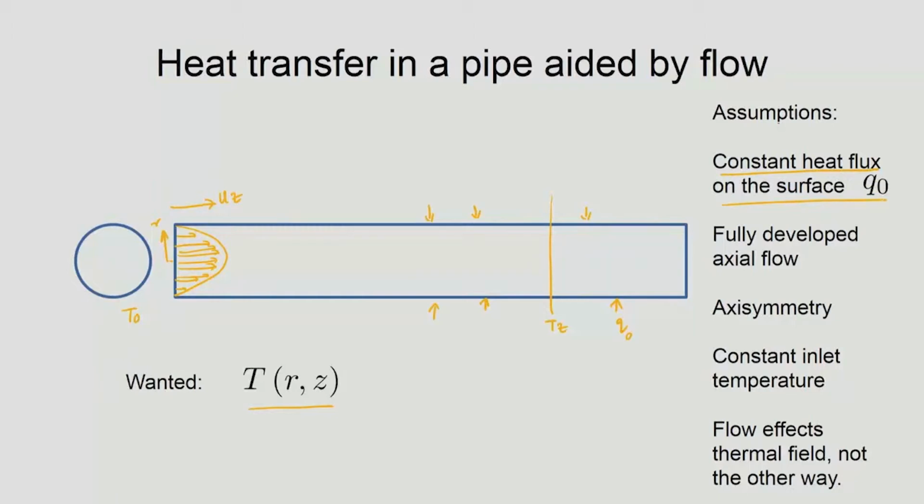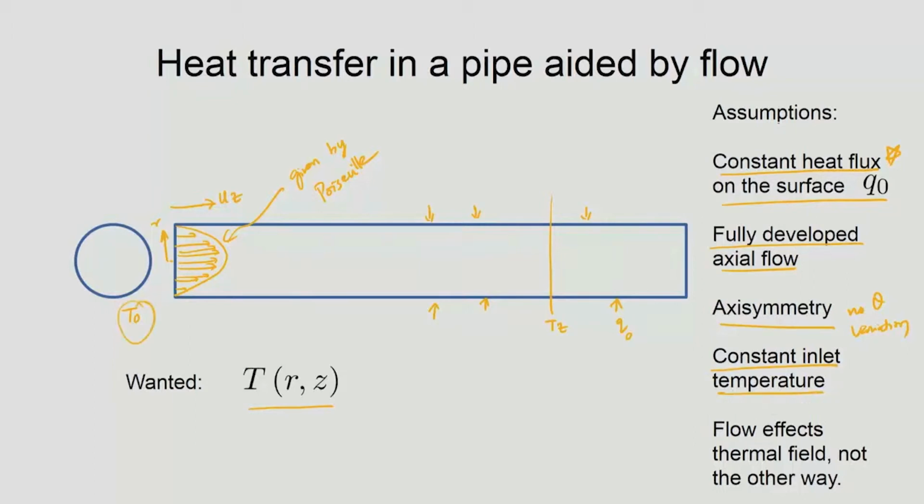If the problem is changed to constant surface temperature, then that becomes a separate problem. Here we are talking about constant heat flux, and that helps us make some of the assumptions. We again make some assumptions like fully developed flow, which means that this is given by the Poiseuille expression, then axisymmetry, so no theta variation, and constant inlet temperature.